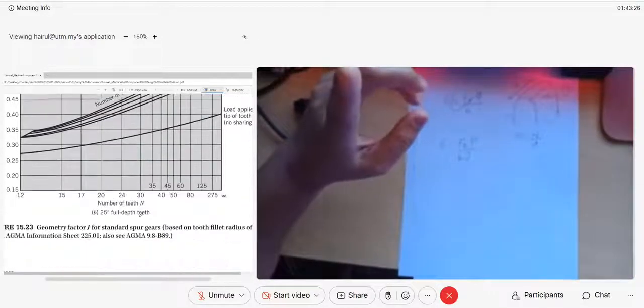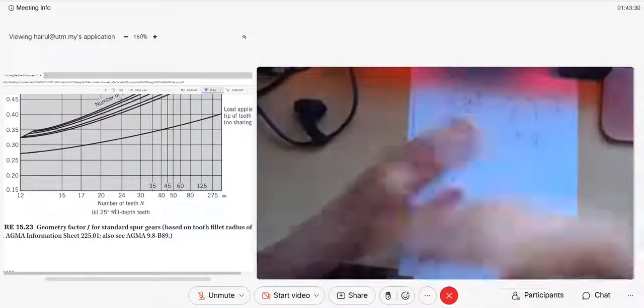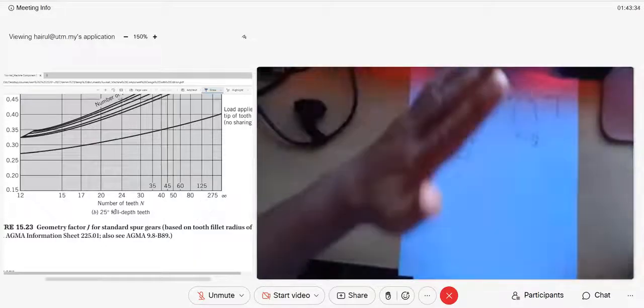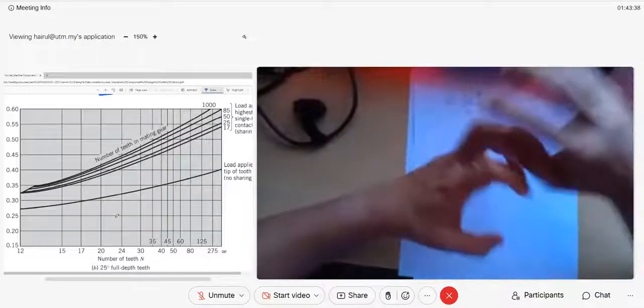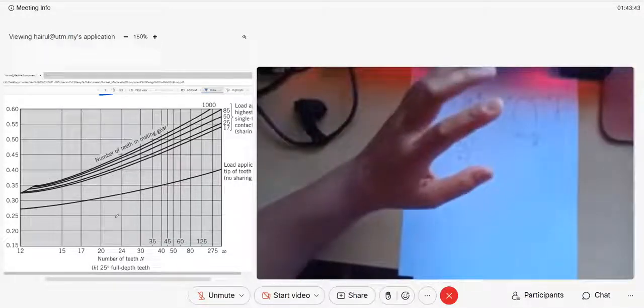But if your gear set is 25 degree, the whole set, and when you have a set of gears, all must be the same module, all must be the same diametrical pitch, and all must be the same pressure angle. You cannot have your pinion pressure angle 20 and your bigger gear 25. They cannot be matched.